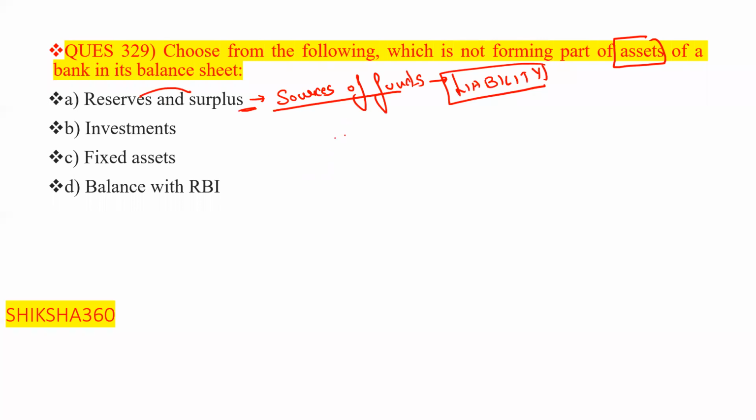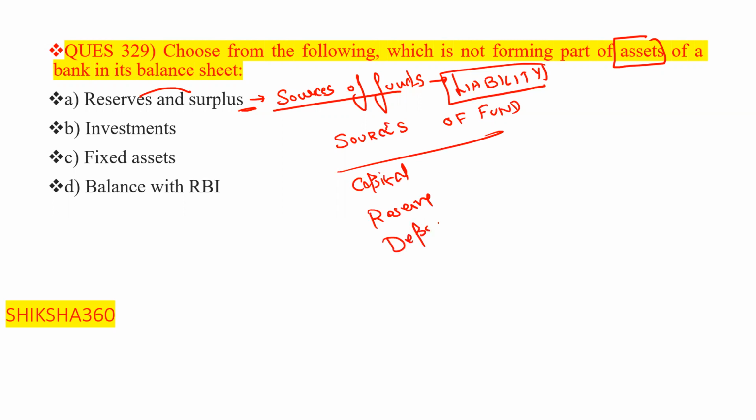In the starting we discussed one thing: what are the sources of funds? Sources of funds are basically those which we have to pay back later, that is capital, reserves, deposits, borrowings. All are sources of funds which we have to pay back later.